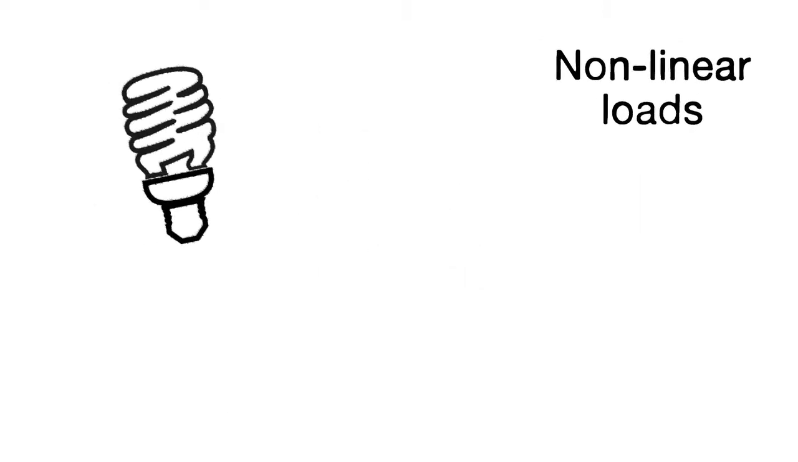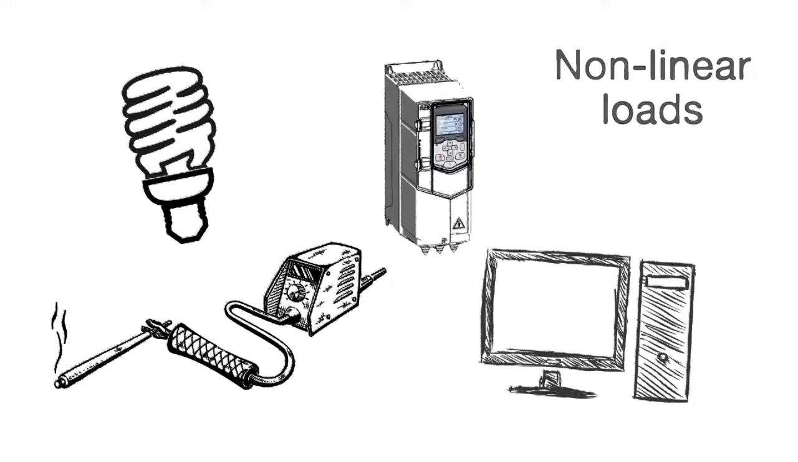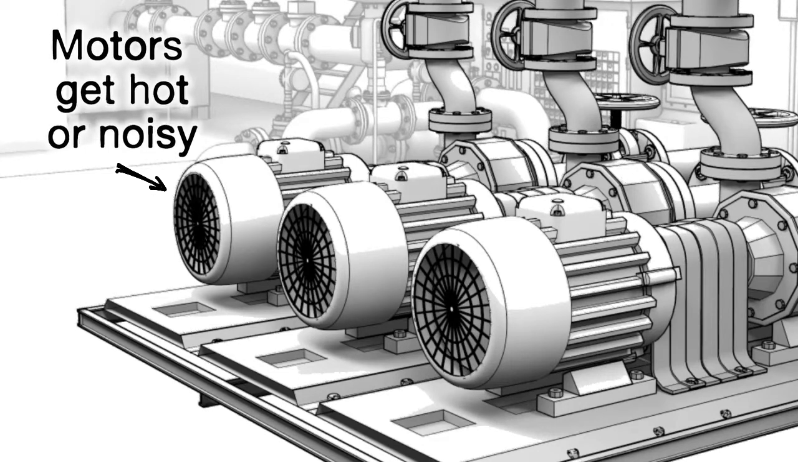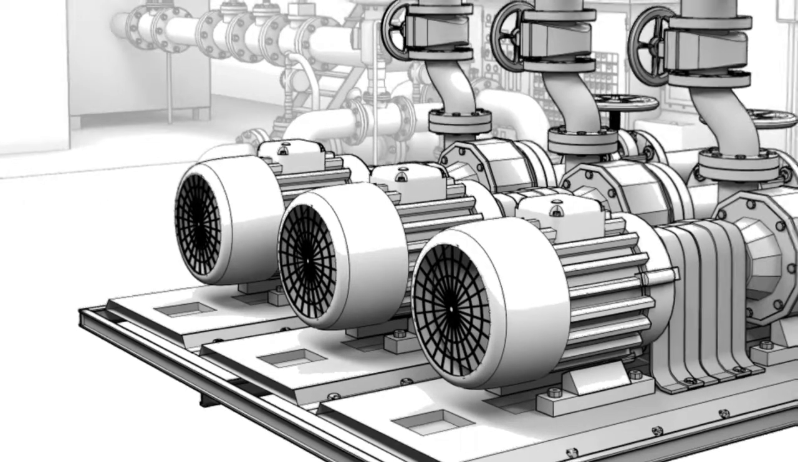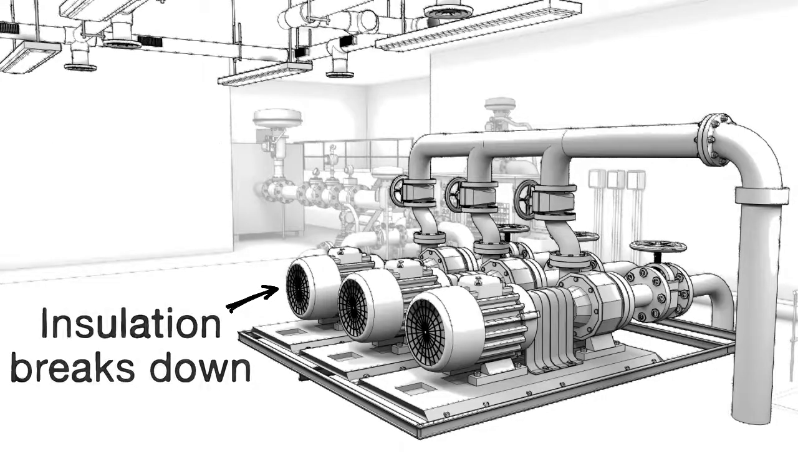Harmonics are caused by non-linear loads on the network, such as fluorescent lights, computers, welding supplies, and variable speed drives. They may cause equipment to behave erratically and waste energy. Motors can overheat or get noisy. Meters give false readings, lights may start to flicker, and cable insulation can break down.